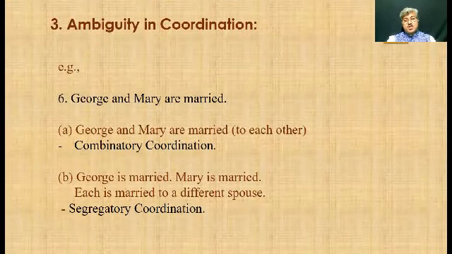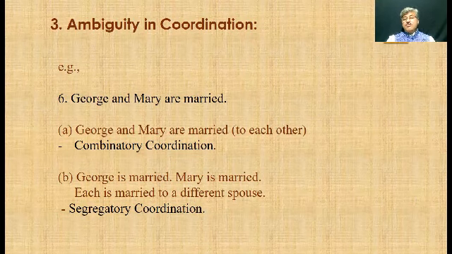The third ambiguity, ambiguity in coordination. George and Mary are married. Here, George and Mary are married. The first meaning is George and Mary are married to each other. It means combinatory coordination. It means both are married to each other. And the second meaning is George is married and Mary is married. Each is married to a different spouse. Segregatory coordination.